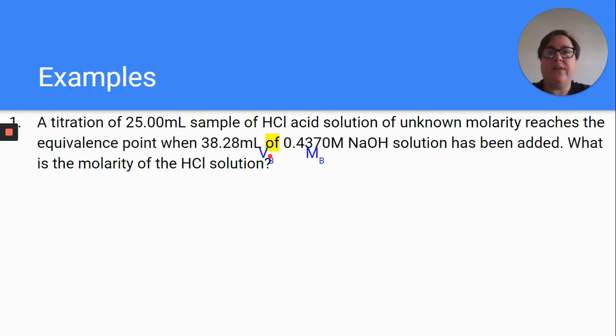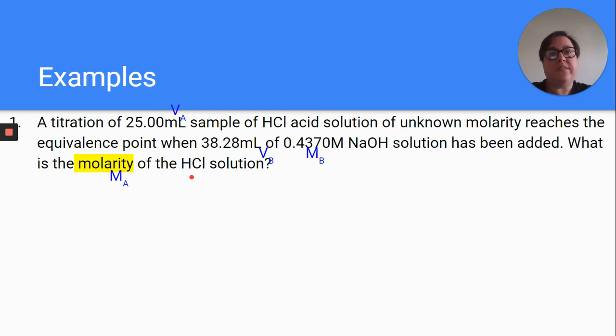Now, it doesn't matter what unit the volume is in, milliliters or liters, as long as they're the same. Since my volume of base is in milliliters, my volume of acid should also be in milliliters, and then I don't have to worry about converting. The other number that I'm given is 25 milliliters. If I keep reading, that's the sample of HCl, which is an acid. So this is my volume of acid. The question is asking, what is the molarity of the HCl solution? So I'm looking for the molarity of my acid. I'm looking for Ma.